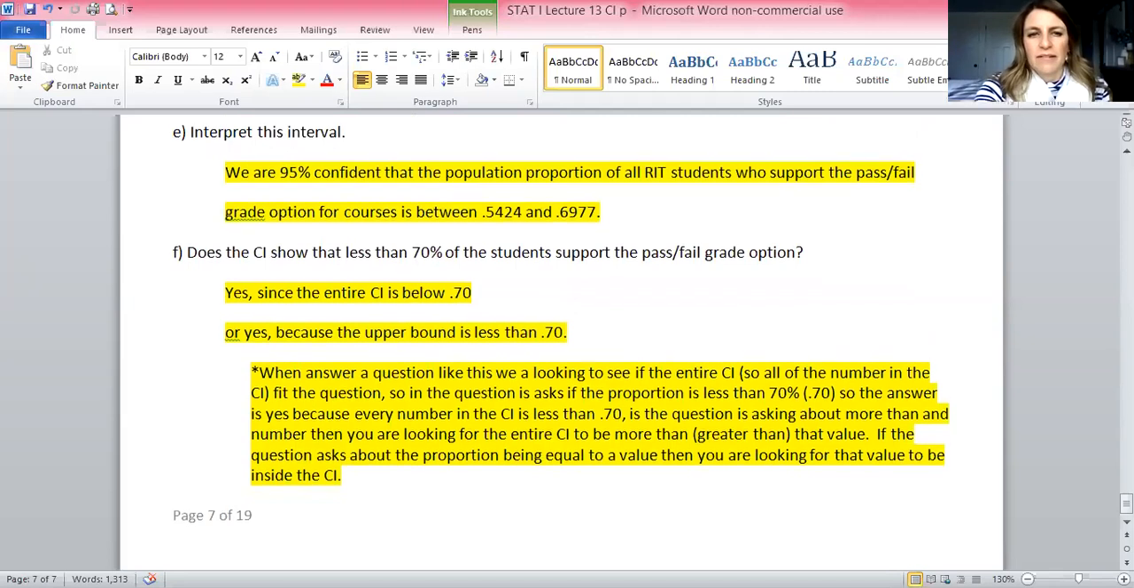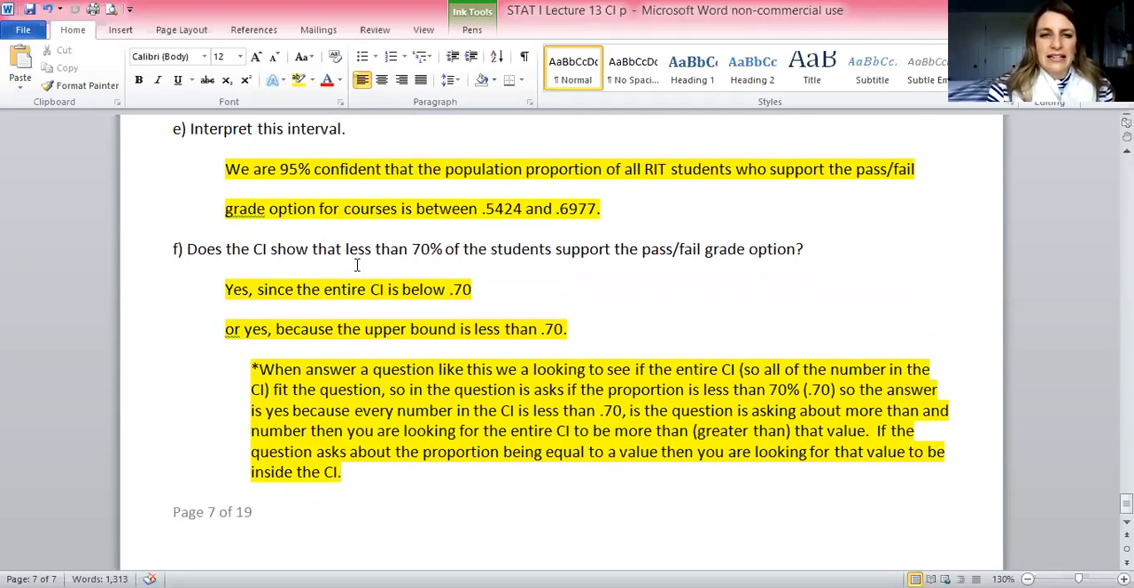The key words in the question are less than 70%. When I'm looking at that, I want to make sure my entire CI supports this question, okay? So I'm looking for the entire CI to be less than 70%. Every number in my interval should be less than 70%. Now it can go the other way around and could say more than. I'm looking for greater than. So maybe the question is saying that more than 40% of the students support it. That would also be a yes, because every number in the CI is larger than 40%. So yes, that would be true.